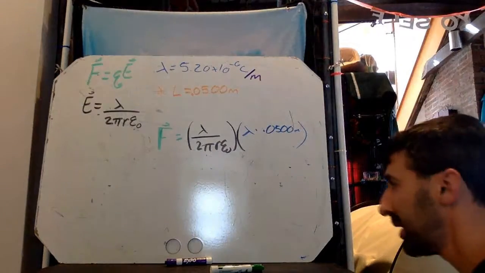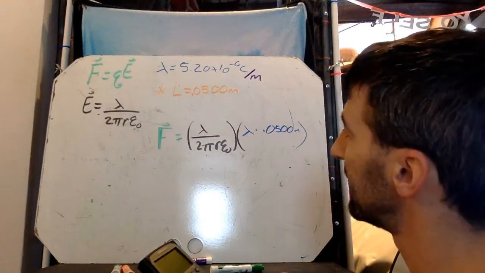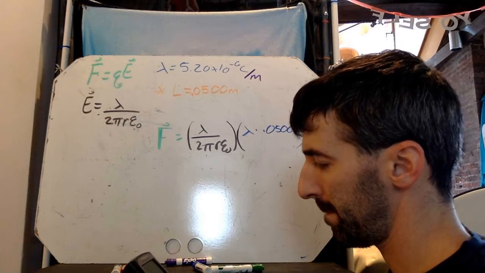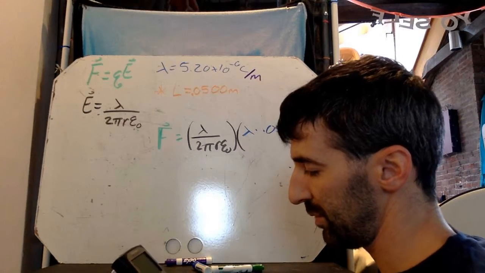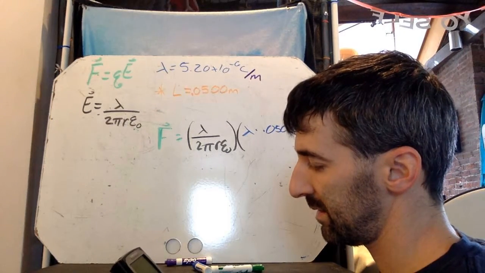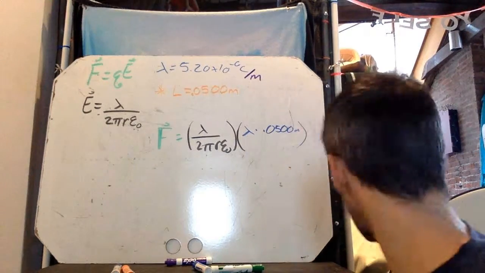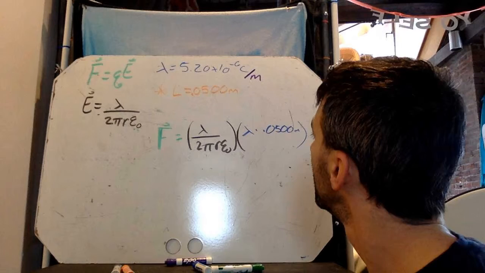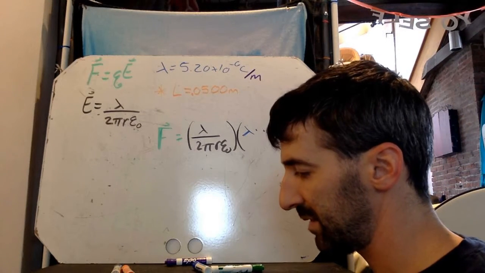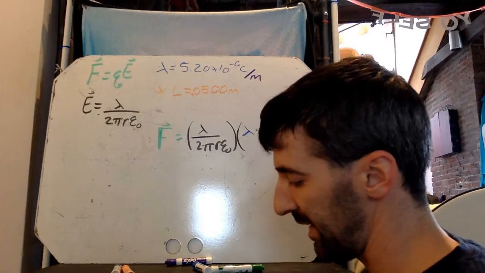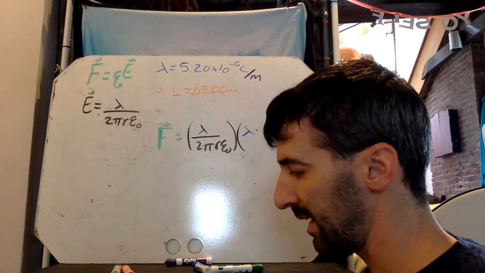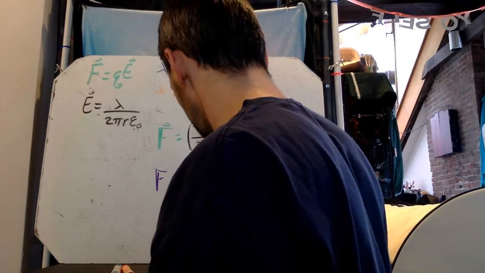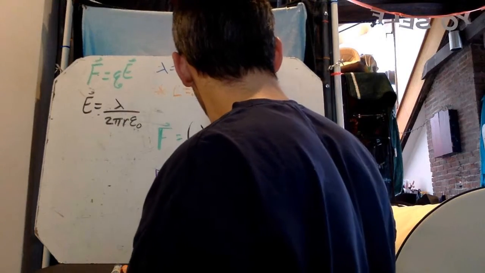If we throw that into a calculator: 2 pi, times my radius, 0.3, times 8.85 e negative 12. Multiply that by 5.2 e negative 6 times 0.05. And we should get a force of 0.081 newtons.